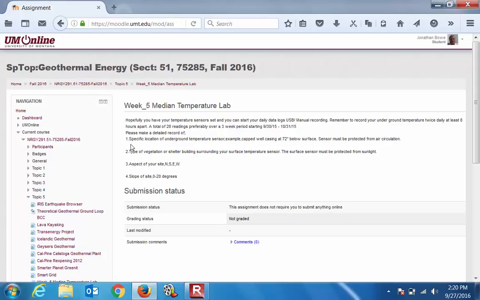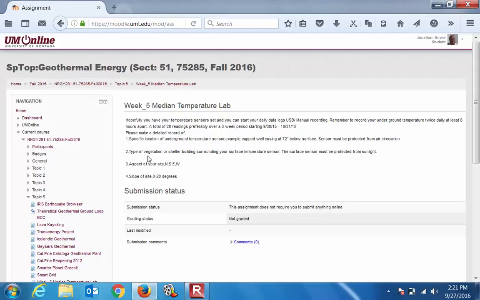Now take a look at number 1, specific location of underground temperature sensors. Example: capped well casing, 72 inches below surface. A sensor must be protected from air circulation. Or you can drive a post like we talked about before. If you've got soft soils, or if your uncle has a backhoe, have him take a couple scoops and then stick a piece of plastic pipe down there and cap it off. As long as you're 72 inches below surface, you could use a drainage ditch. People have used basement locations or road drainage.